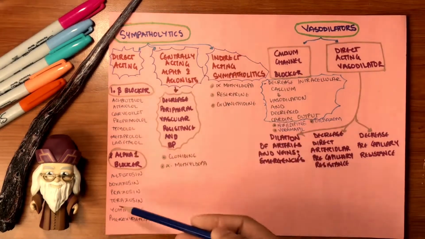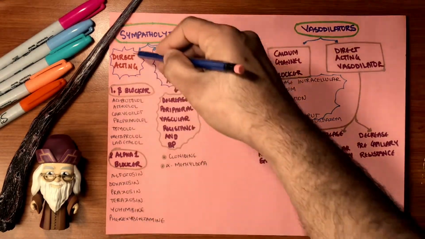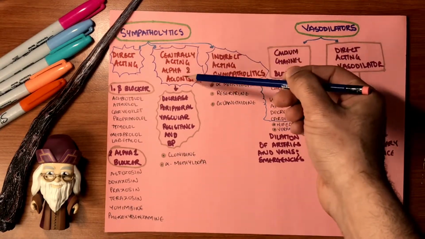Now, direct acting drugs will directly act on the adrenergic receptors beta and alpha-1. By that, they will block their action and reduce the sympathetic response on the heart and peripheral nervous system, therefore reducing the cardiac output and causing vasodilation, leading to a reduction in blood pressure. These are direct acting. Centrally acting alpha-2 agonists.